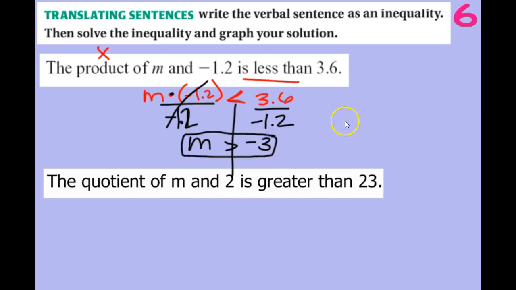So let's graph that on our number line. A negative 3. Negative 4 would be less. Negative 2 would be greater towards 0. This one is an open circle. And then greater than pointing to the right. 0 is greater than negative 3. Negative 2 is greater than negative 3.